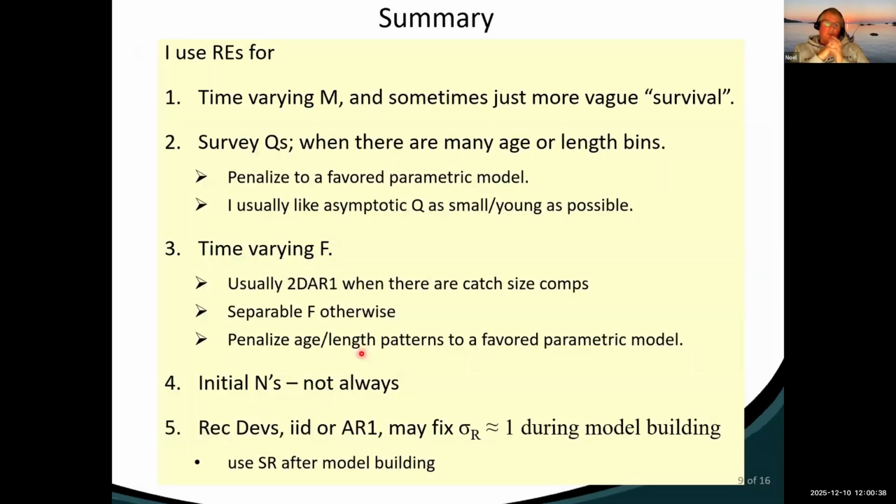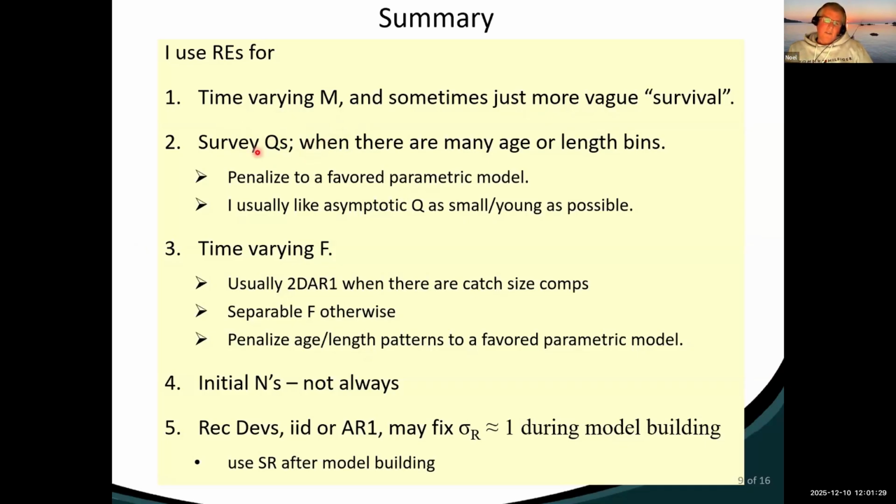So just in summary, how I use random effects. For time varying M, mostly, for the stocks I work with on the northeast coast of Canada, we tend to be fairly certain that M has changed substantially, and ecosystem scientists now say that these are M-driven stocks, and F is usually a smaller part of the total mortality. But sometimes I use the random effects for survival process errors, which have a more vague meaning, I think. For this thorny skate one, I had random effects on survey Qs.